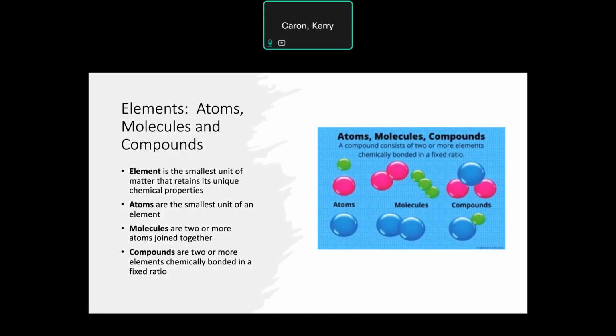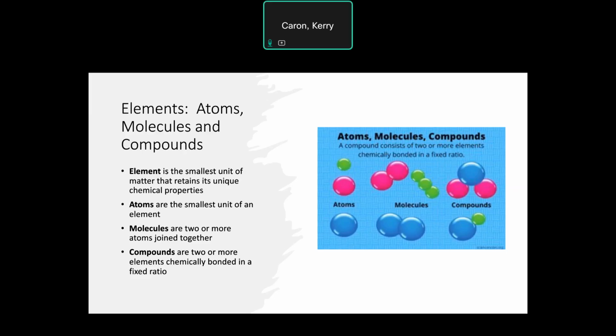An atom, start with that one, is the smallest unit of an element. And think of an element as like a type, a brand name. So it is the smallest unit of matter, or atoms, that retains its unique chemical properties. So if the atom is the basic unit for life, an element would be like a hydrogen atom, an oxygen atom. It's the type of atom it is.